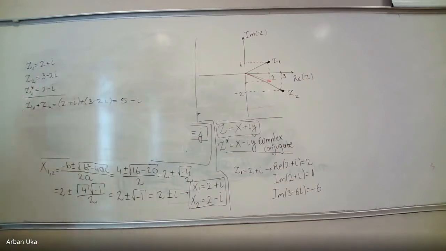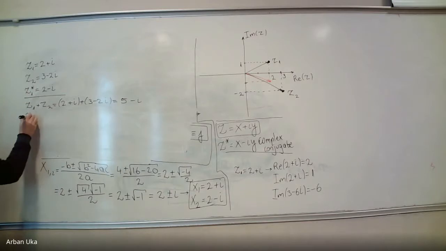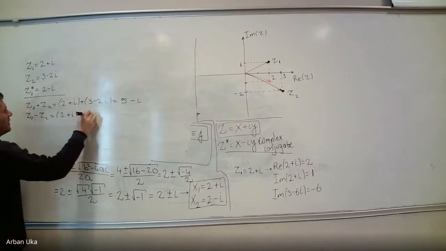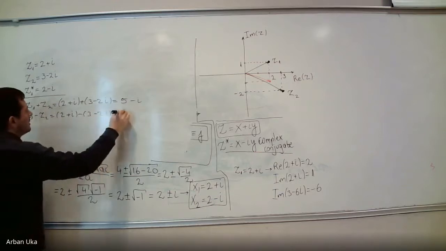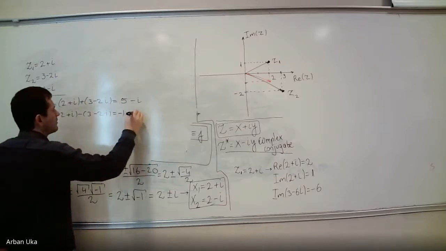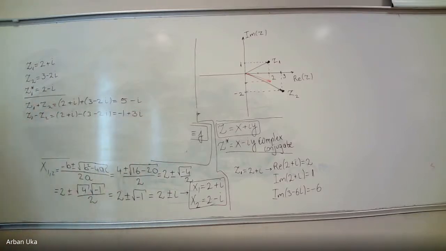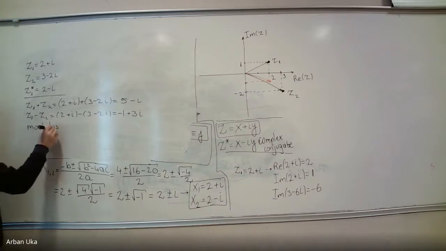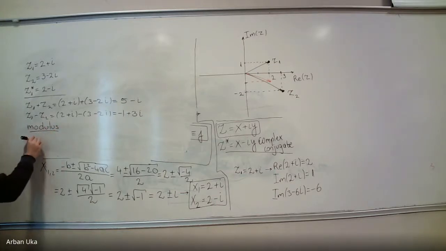At the same time, we can say that Z1 minus Z2 would be 2 plus i minus 3 minus 2i. This is equal to minus 1 for the real part, and the imaginary part is plus 3i. So these are the summation and the subtraction. Then important parameters that we can immediately define for complex numbers are the modulus and the argument.